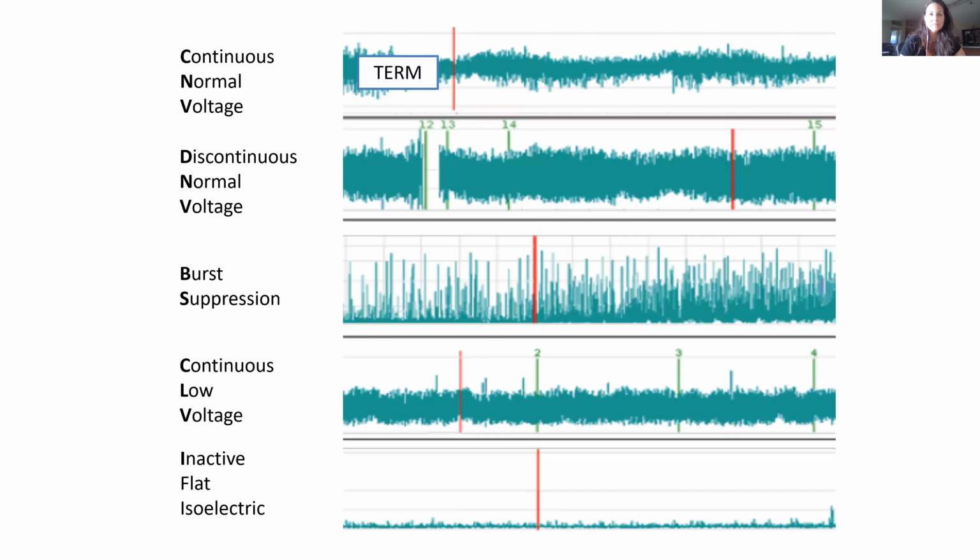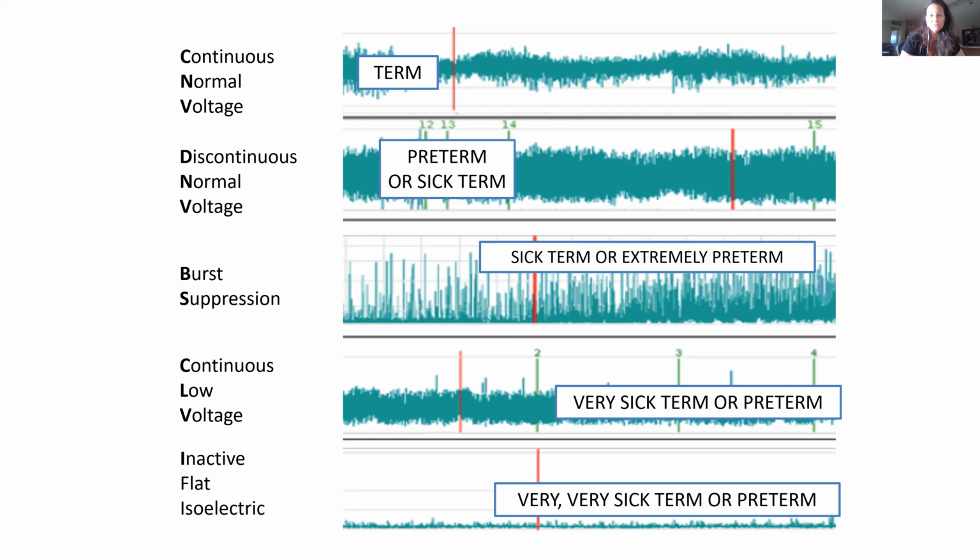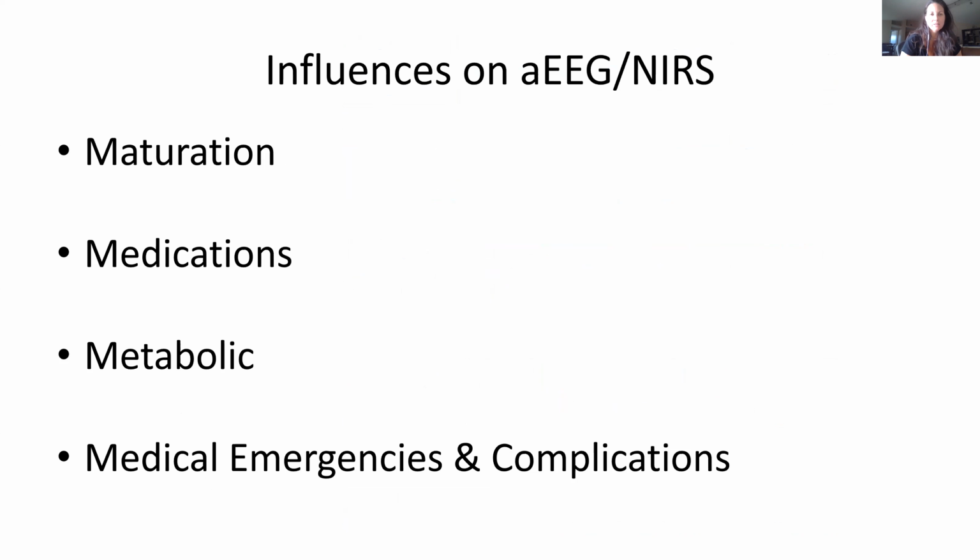So when do we expect to see them? Of course, our term babies is our continuous normal voltage. Discontinuous is that preterm or that sick baby. Burst suppression is those extremely, extremely preterm babies, you know, those 22, 23 weekers. Their brains are not really in burst suppression, but we call it a burst suppression-like pattern. But super sick babies, term babies. Continuous low voltage is for a very sick term or preterm, and then flat, of course, for our very, very sickest.